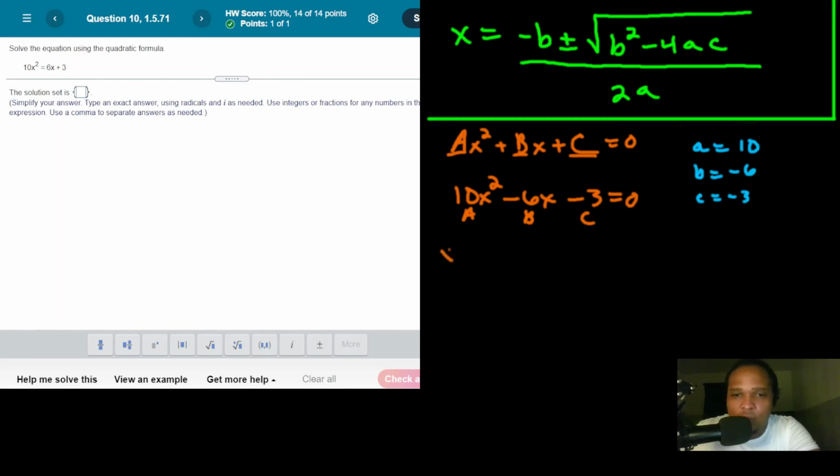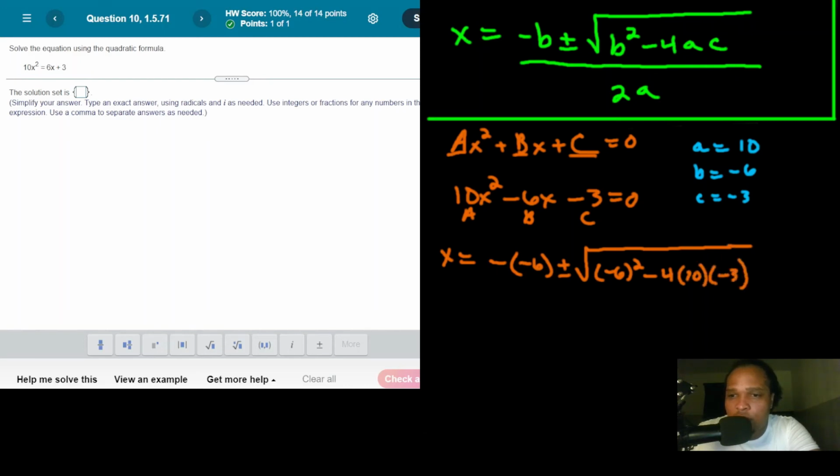So we have x is equal to negative b. So we have negative, let's use a parenthesis so that we know to distribute later. So negative b, your b is negative 6, plus or minus big old square root. We have b squared, which is negative 6 squared, minus your 4 times your a times your c, all divided by 2 times your a. Your a is 10. I know it looks horrible, but don't worry, we're going to get through it. It's easier than it looks.